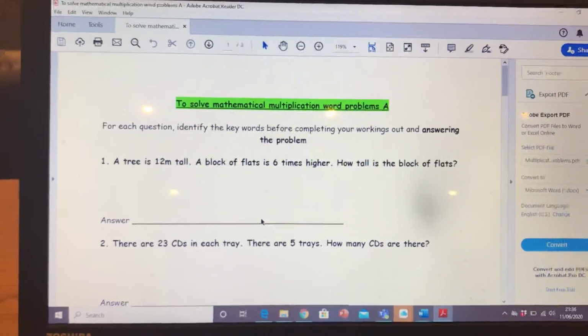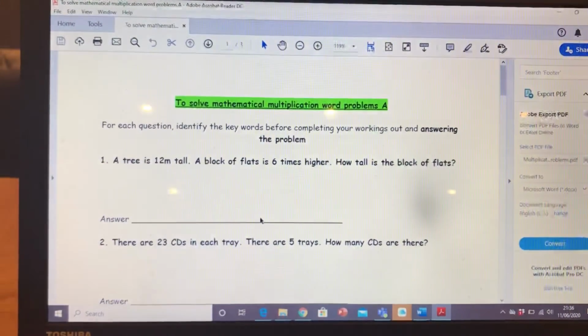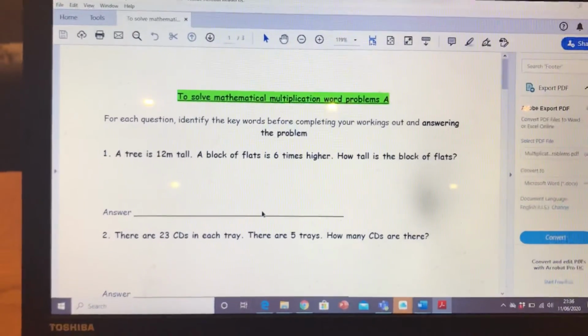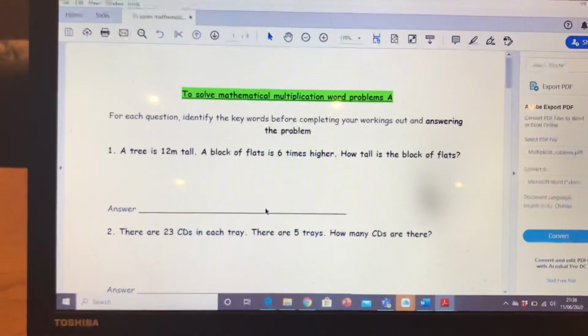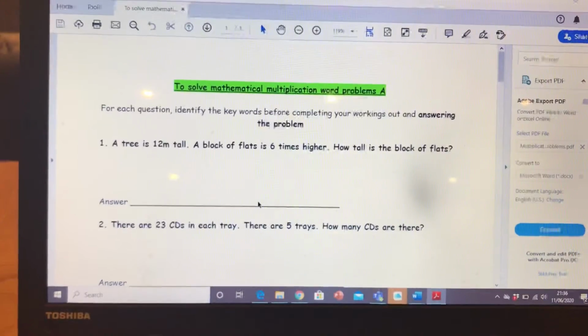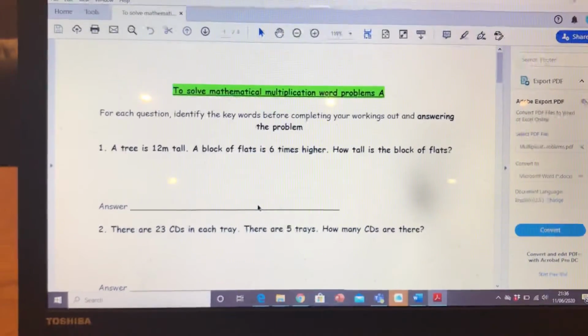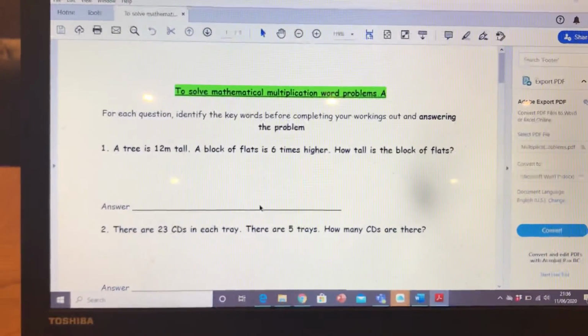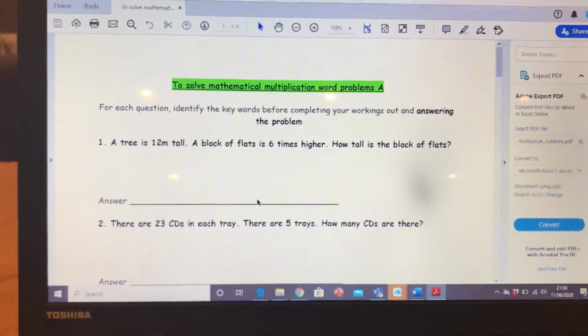Right then, everybody, in your maths lesson today, I want you to solve mathematical multiplication word problems. There are three different levels. There's a green level, which are quite straightforward. The orange is a bit more tricky, and the red ones are trickier again. There's some decimal ones in there too, and 2 digits by 2 digits, and some more difficult questions.